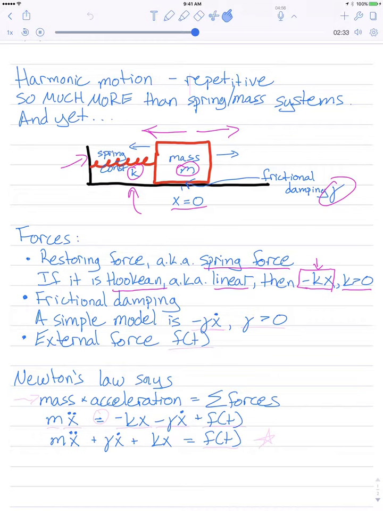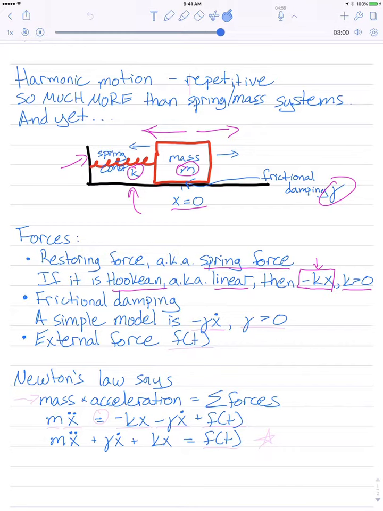So in short, the spring force opposes the displacement of the block. And this is called a Hookean spring when it's directly proportional to that displacement. And you could have more complicated kinds of springs in which it's not minus kx, but minus maybe something more complicated involving x. Also, there's frictional damping.